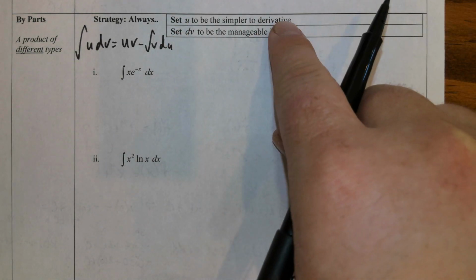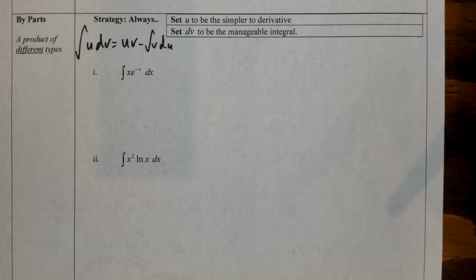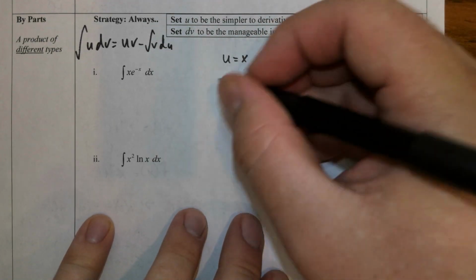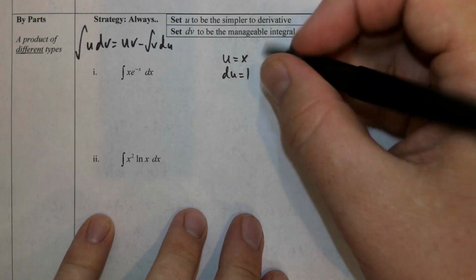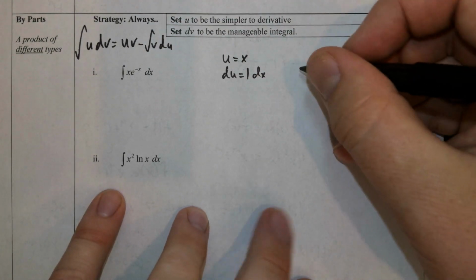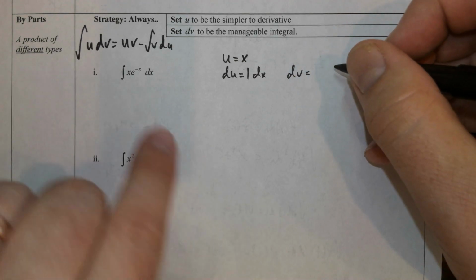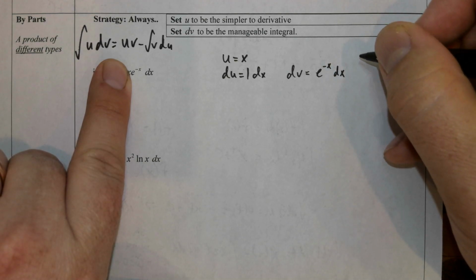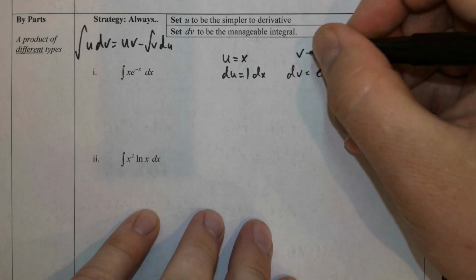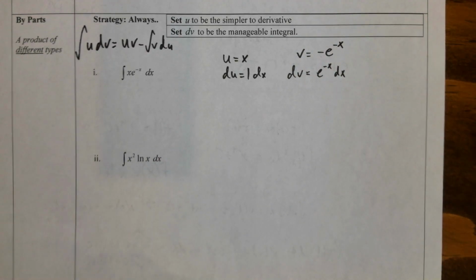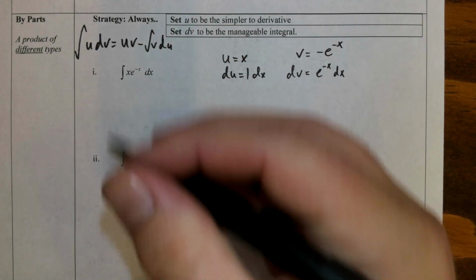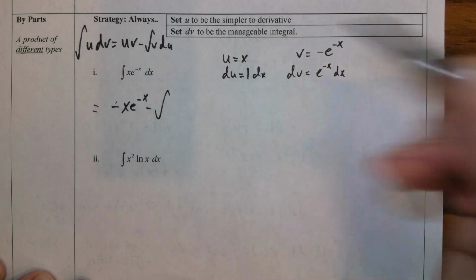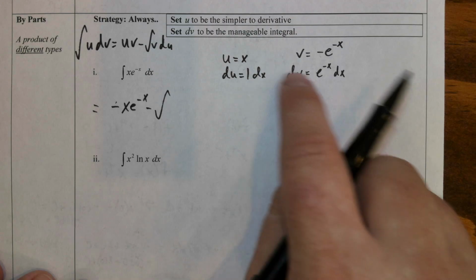And I always want to set u to be the simpler derivative and dv to be the manageable integral. So when I do this first one, I'm going to set u to be x, because that's a super simple derivative, 1 dx. But then my dv is going to be the other thing, e to the negative x. And then when I integrate it back, I would have this piece. And now I just throw everything in together into the formula, negative x e to the negative x minus this integral of the two things that I didn't start with.